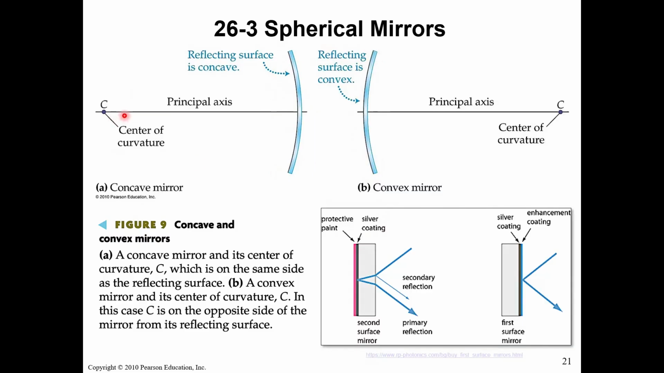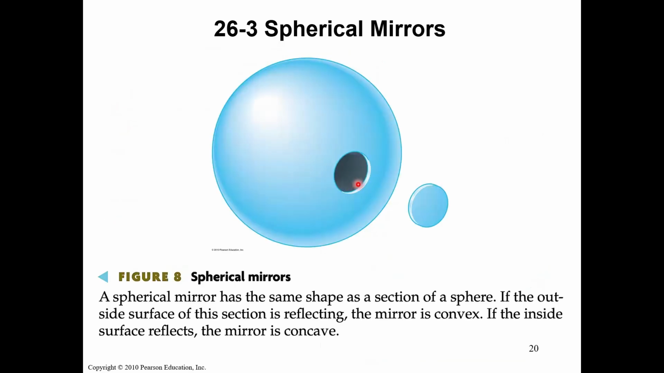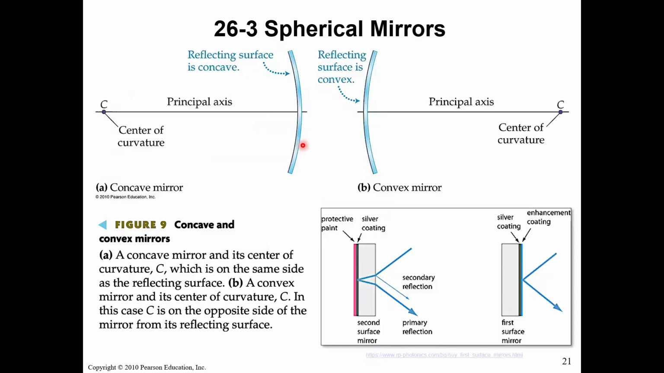Further, we define the center of curvature. The center of curvature is basically the center of the sphere from which the mirror is cut. The distance between the center of curvature and the mirror is basically the radius of this sphere.